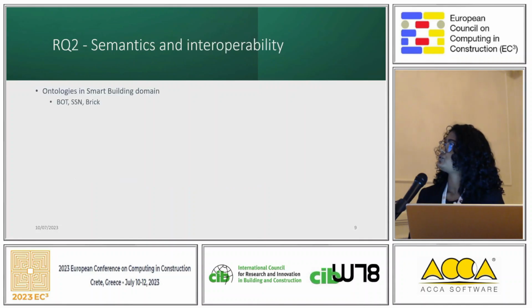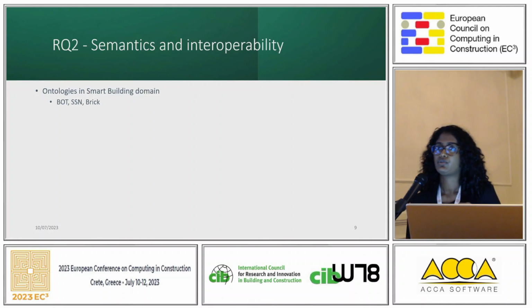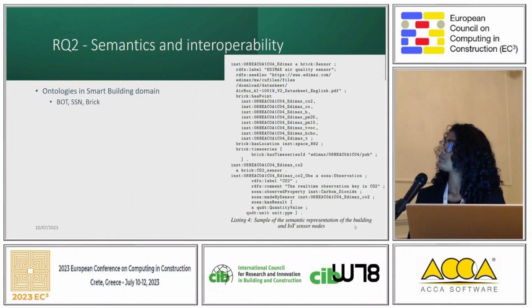And the research question 2: how can we add semantics to understand them better and also integrate with other information systems? So at this level, we are looking at ontologies in the smart building domain. For example, the BOT ontology, SSN ontology, and Brick ontology. This is part of one of the IoT sensors.